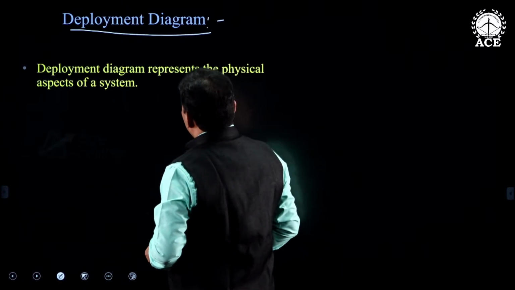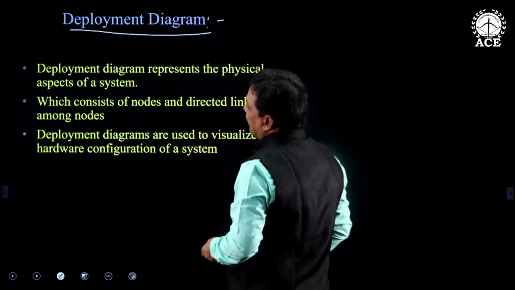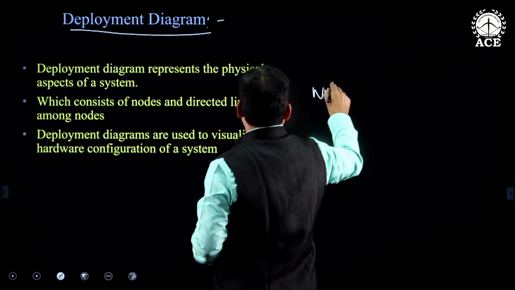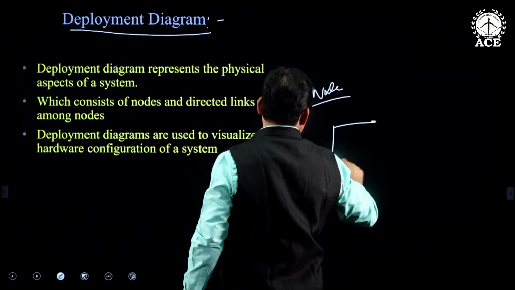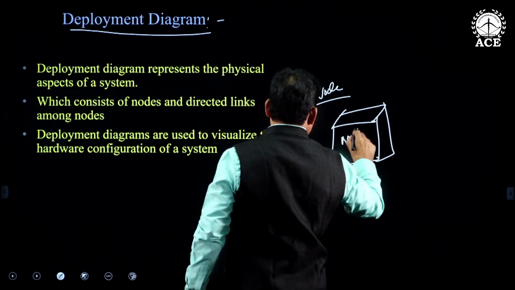So deployment diagrams represent physical aspects of a system, which consists of nodes and directed links among nodes. So what is the graphical representation of a node in UML? A cube is the graphical representation of a node in UML. So this is the graphical representation of a node, right?